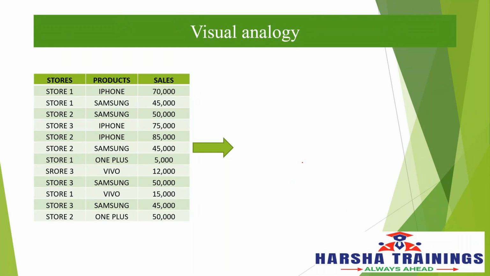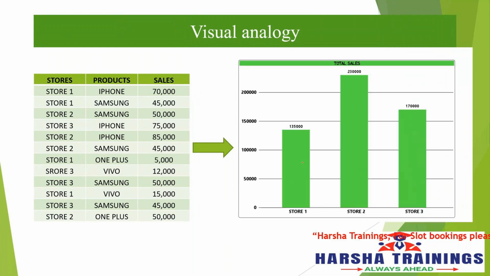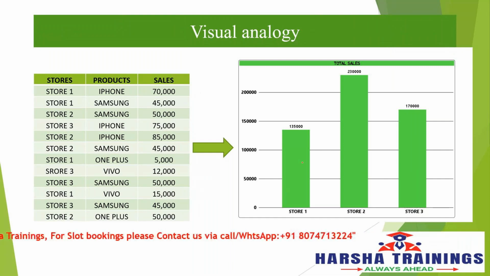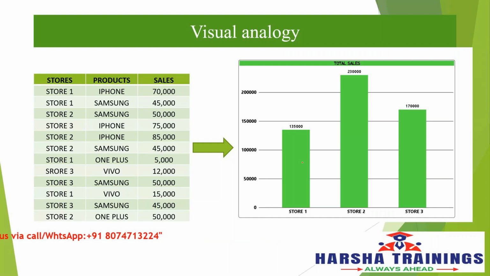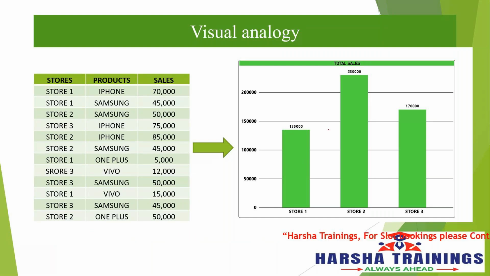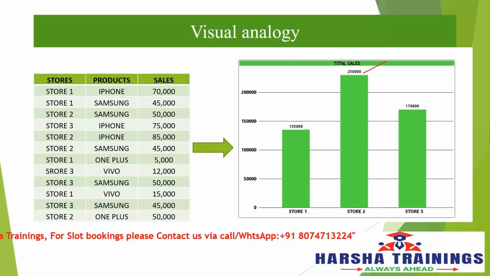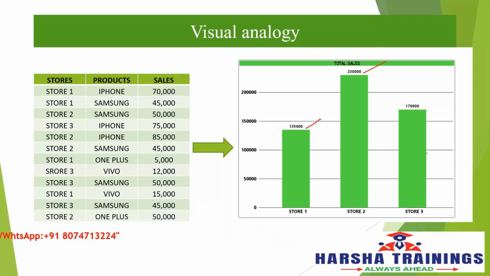Now please analyze the upcoming visual. Please let me know, is it possible or not? The total sales I'm getting from each and every store. From store 2, I'm getting 2,30,000. From store 1, I'm getting 1,35,000. For store 3, I'm getting 1,70,000.